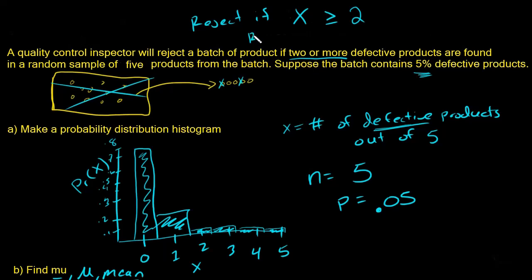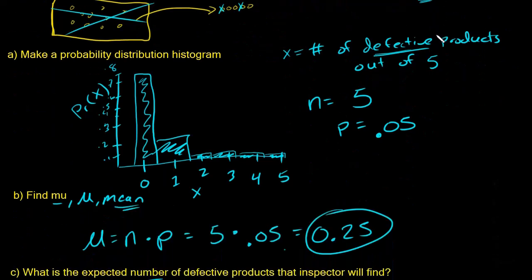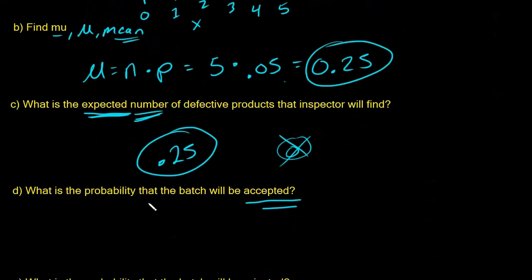So when will you accept the batch? You will accept the batch if x is less than 2, right? So less than 2 is the same thing as being less than or equal to 1, right? So if there's 1 defective, they won't reject the batch. They'll only reject it if there's 2 or more. So we're going to accept it if x is 1 or less, and we want to find the probability that x is less than or equal to 1.